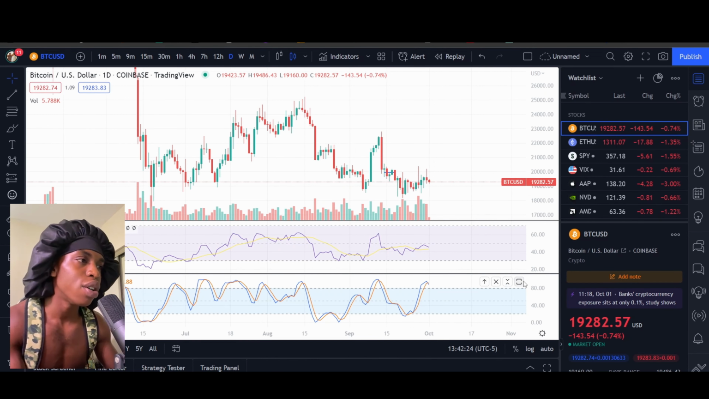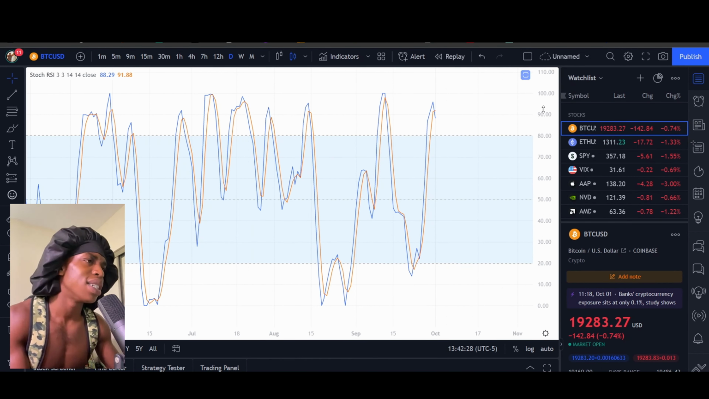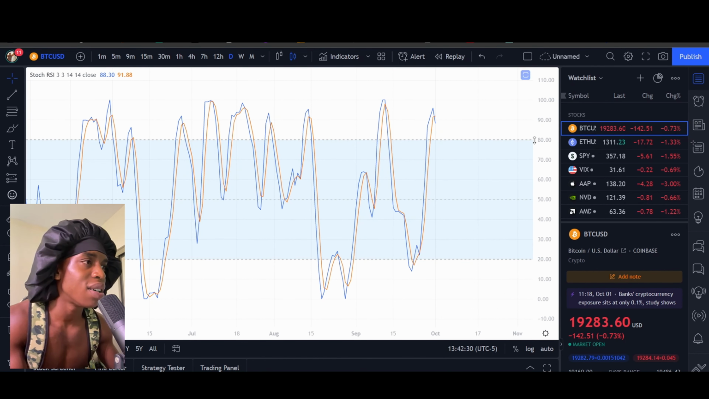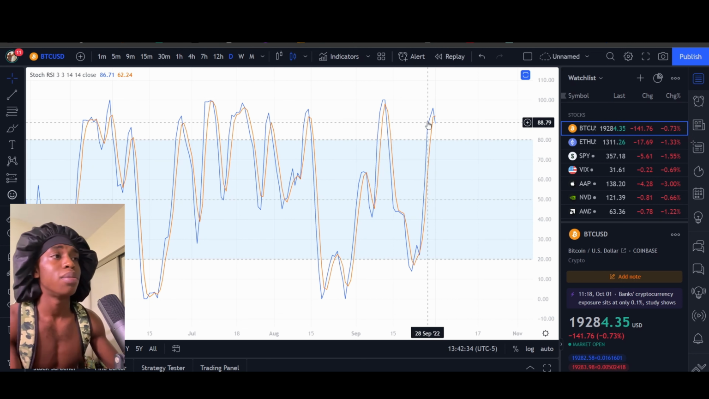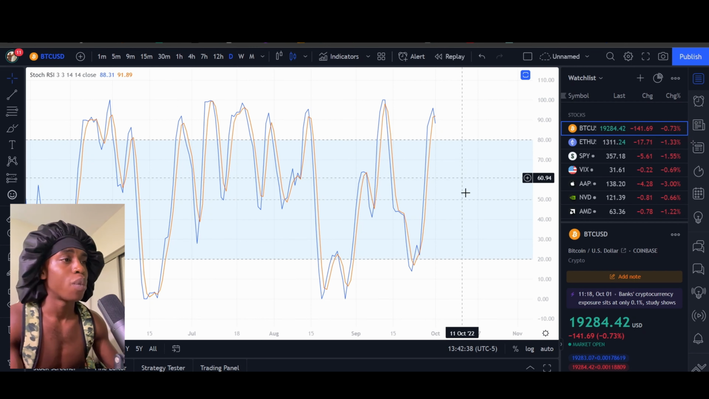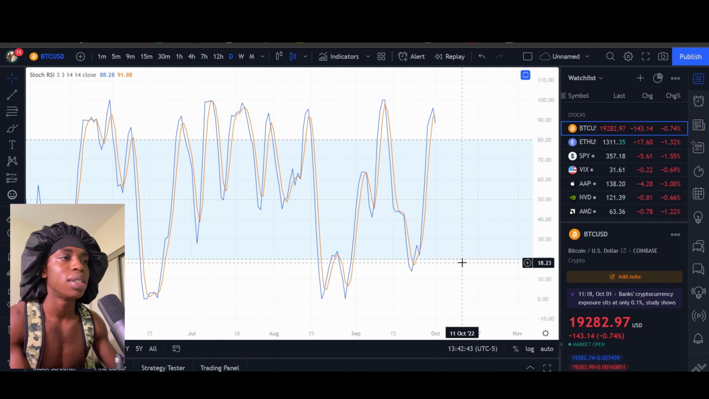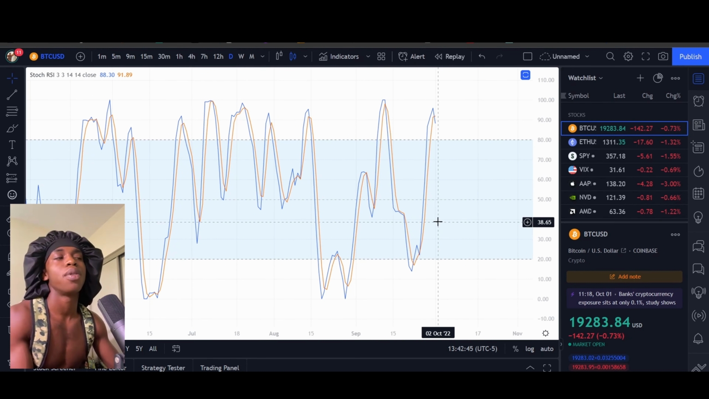Now the same thing goes for the stochastic RSI, except this one moves slightly faster, actually a lot faster. See, this is already above that 70 threshold. I just got it at 80, but it's above that, so this would be considered overbought. And when it's down here below 30 or 20, it would be considered oversold. That would be a time you want to buy.